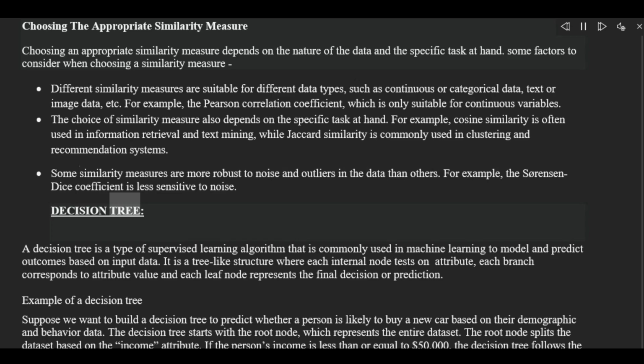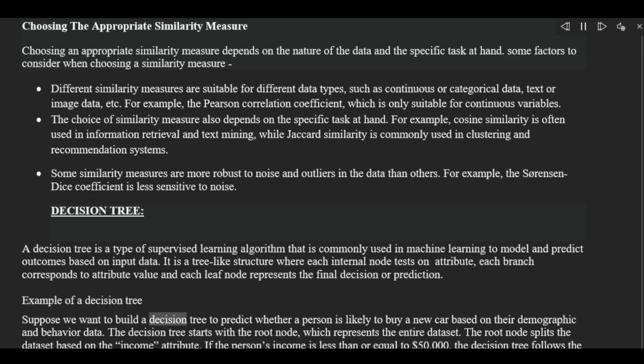Decision tree. A decision tree is a type of supervised learning algorithm that is commonly used in machine learning to model and predict outcomes based on input data. It is a tree-like structure where each internal node tests an attribute, each branch corresponds to an attribute value, and each leaf node represents the final decision or prediction. Example of a decision tree.